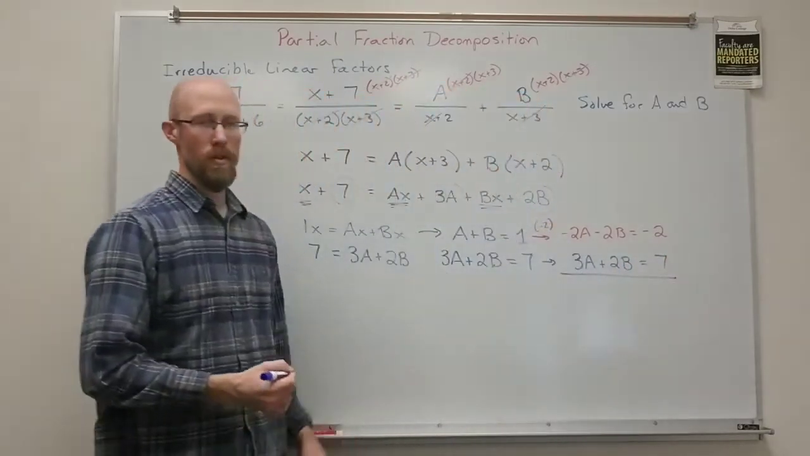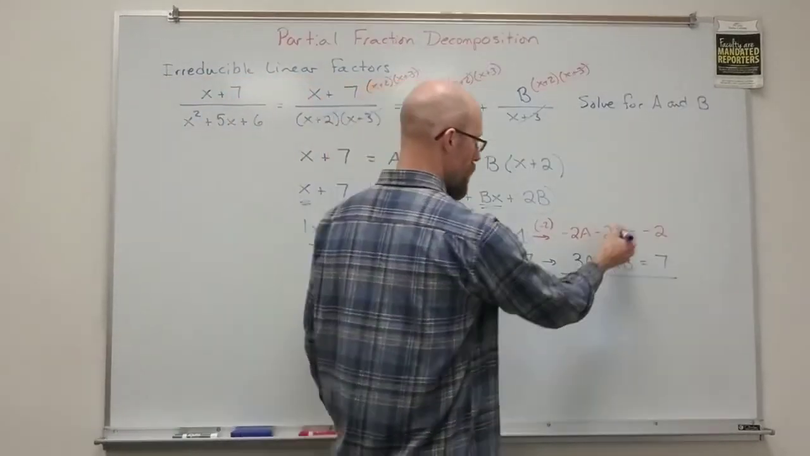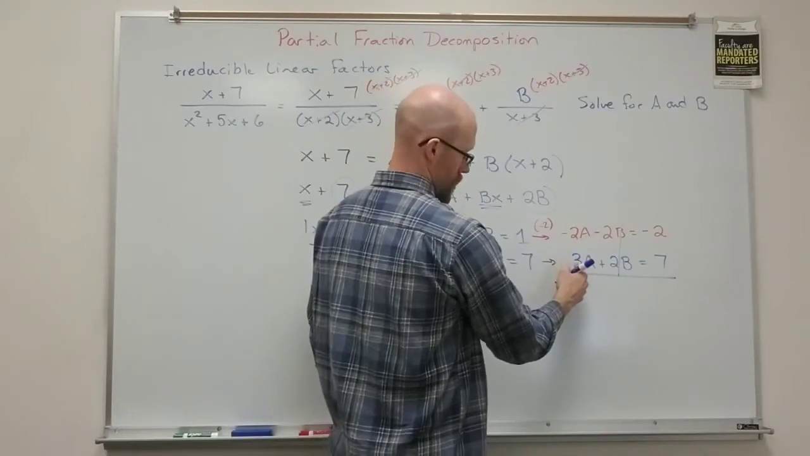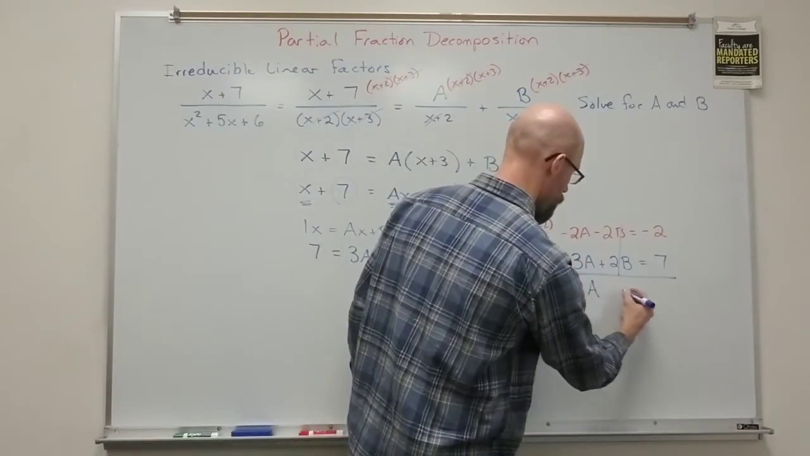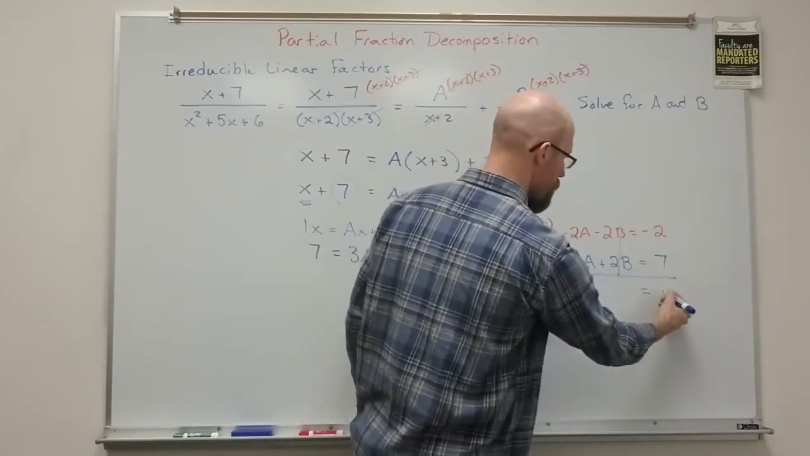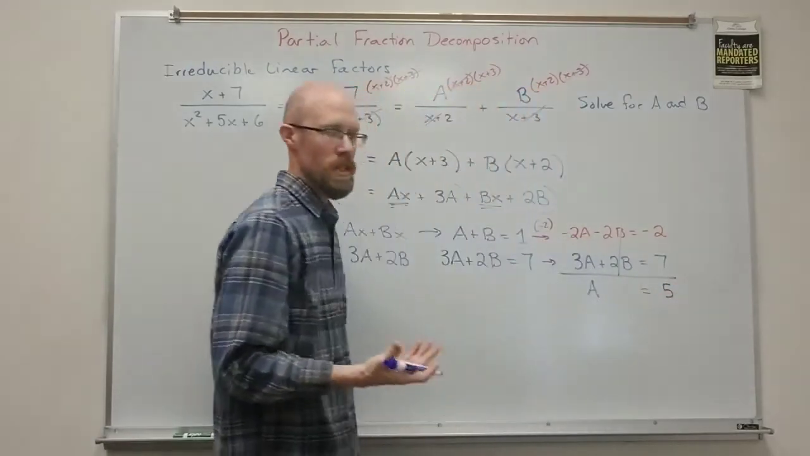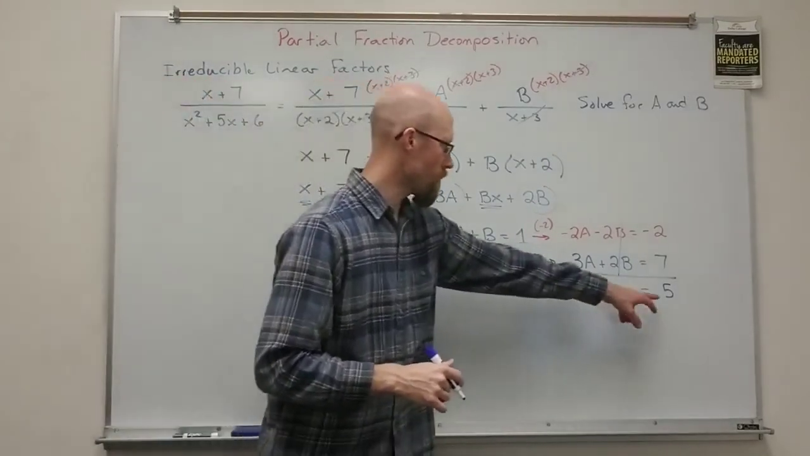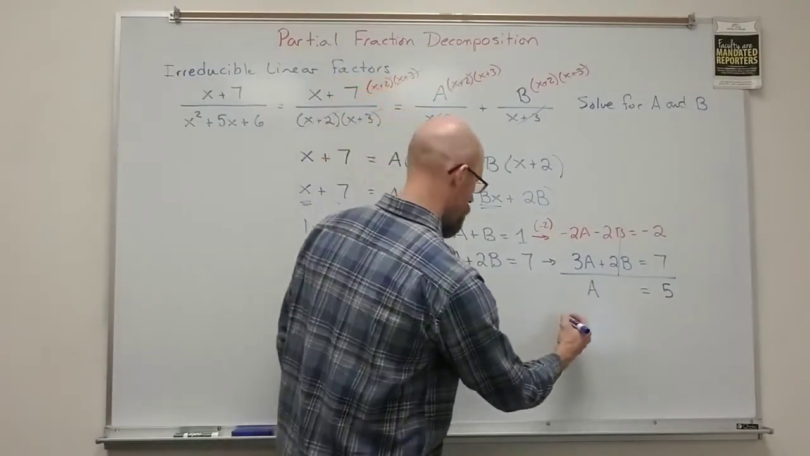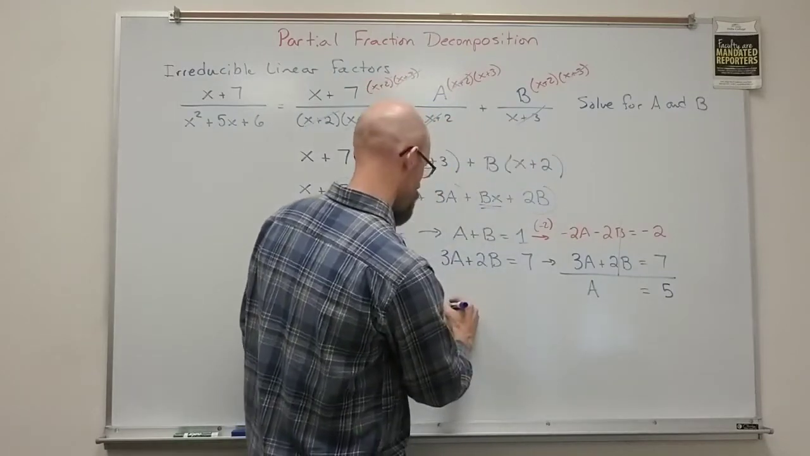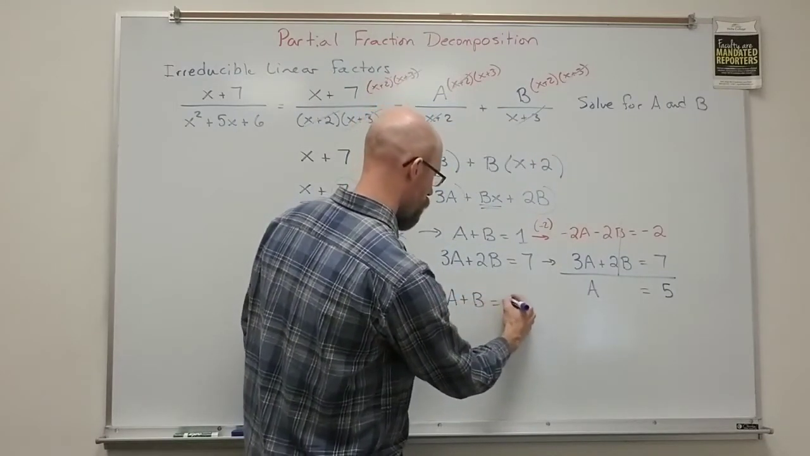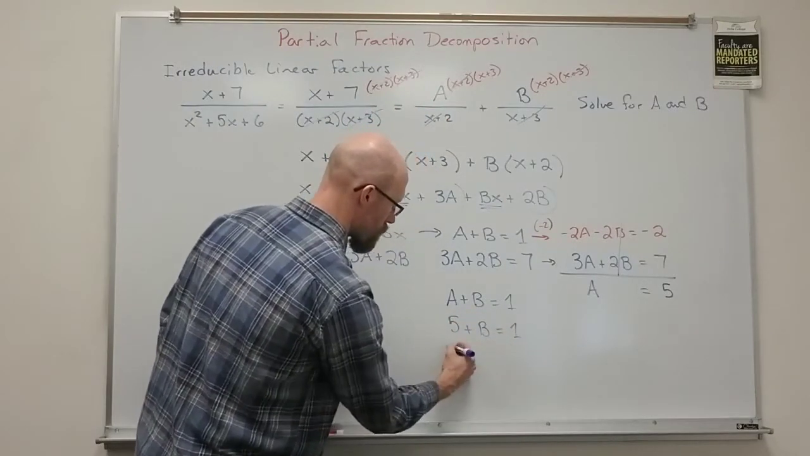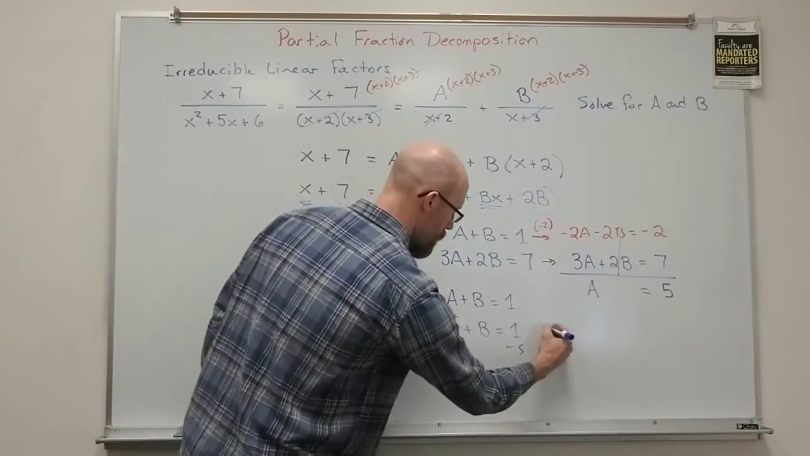And then I'm going to add those equations together. The b's will drop out. The a's, let's see, -2a plus 3a is just a. -2 and 7 makes 5. So it tells me my a value is 5. And if I plug that a value back in, I know that a plus b must equal 1. So 5 plus b equals 1. If I subtract the 5, b must be -4.